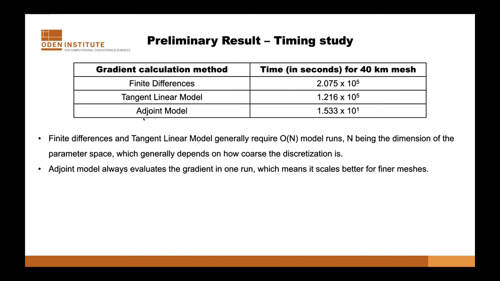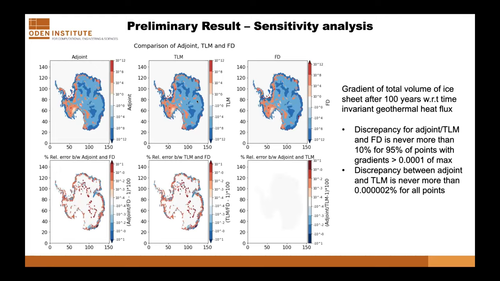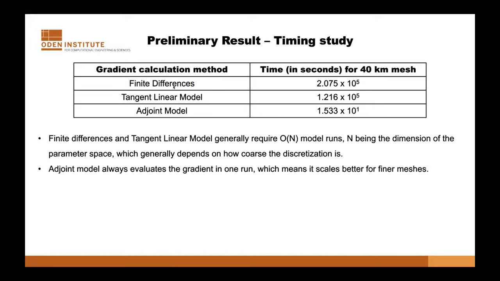And this is for a 40 kilometer mesh, for which this plot was shown. If you made the mesh finer, finite differences and the tangent linear model would scale even more poorly because they both require order n model runs, n being the dimension of the parameter space, which is generally proportional to the mesh size. But the adjoint model always evaluates the gradient in one single backward run, and so it always scales better for finer meshes.